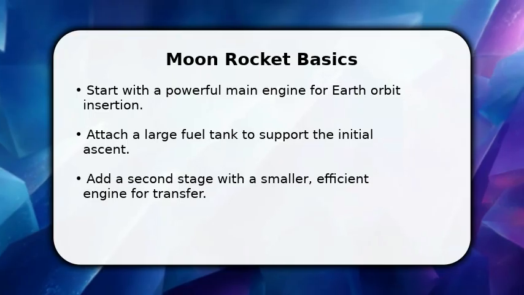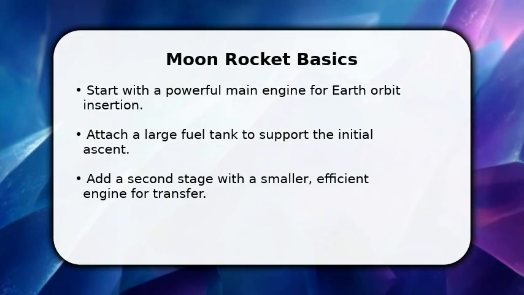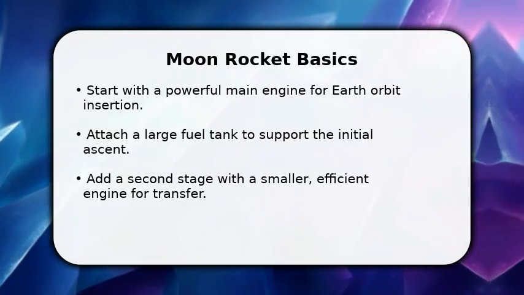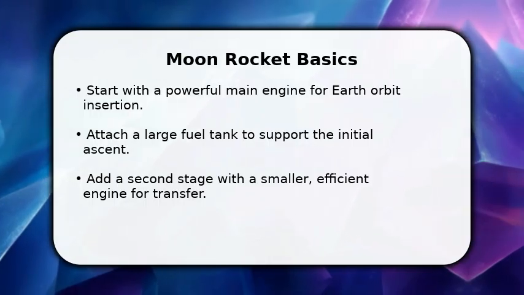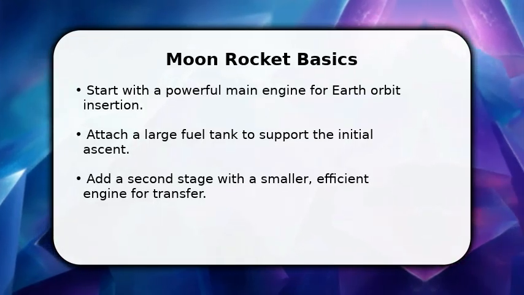In this video, I will explain how to make a moon landing rocket in Spaceflight Simulator. First, begin your design with a powerful main engine, like the Titan, for achieving Earth orbit. Connect a large fuel tank, such as the Mammoth, directly above it to provide ample fuel for the initial ascent.